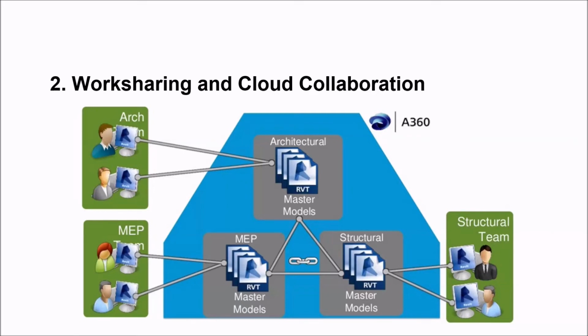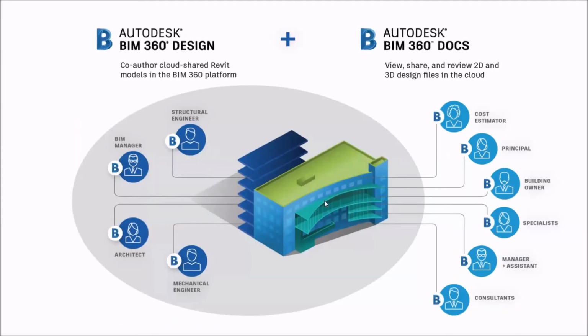Autodesk's first version of this cloud collaboration was called C4R, or Collaboration for Revit. This has more recently been replaced by BIM 360 Design. Here is a diagram Autodesk produced to highlight how a variety of users from designers to owners to cost estimators might utilize BIM 360 Design and BIM 360 Docs to allow for an expedient flow of information amongst all parties.